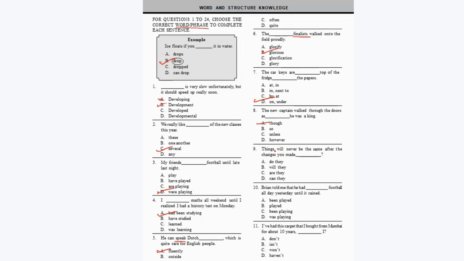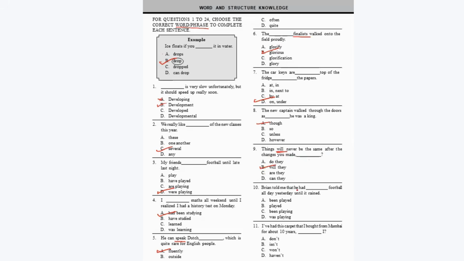So it should be, you need a question tag here, okay? Things will never be the same after the changes you made. So you have to use this auxiliary to form the question tag. This sentence is negative, so you need a positive question tag. So it should be, will they?